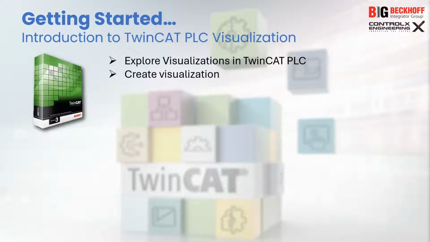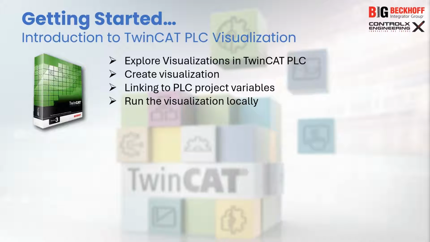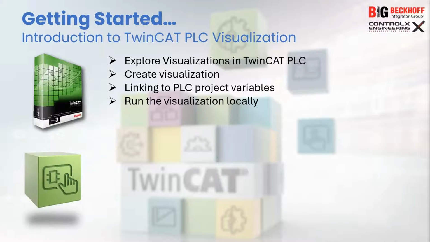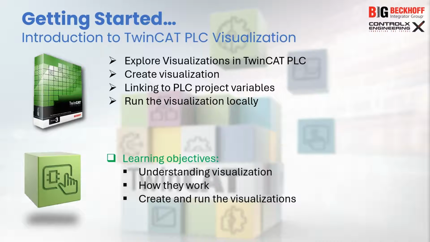In this tutorial, we'll learn to create a new visualization from scratch for an application by adding graphical elements to represent the process variables. Then link the graphical elements to the PLC variables in our project. And finally, we'll run the PLC and interact with our application through the visualization we just created. At the end of this tutorial, we'll have a better understanding of PLC visualizations in TwinCAT, how they work, and how to create and use them in your PLC projects.